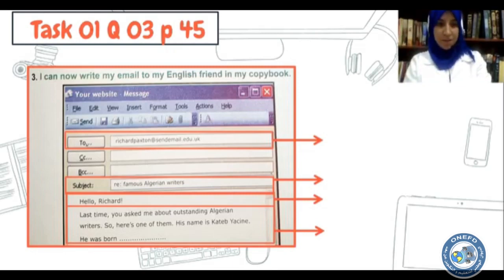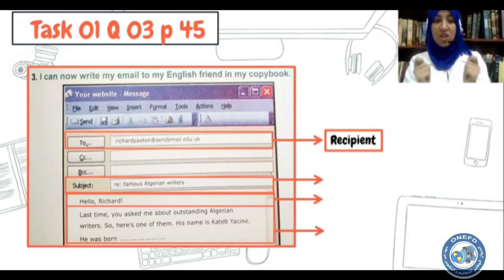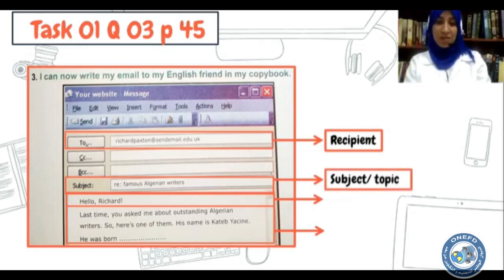Correct answers. So here the first part, it's written to Richard Paxton at sendemail.edu.uk. So this is the name or the email of the recipient, the one who is going to receive the message and read it. Second part is the subject or the topic you are going to write about, which is animal about Kateb Yacine.